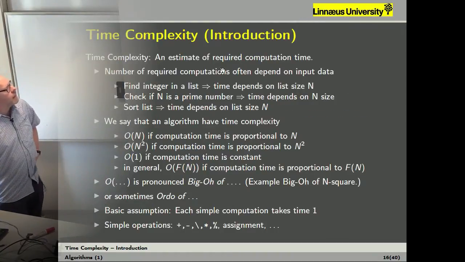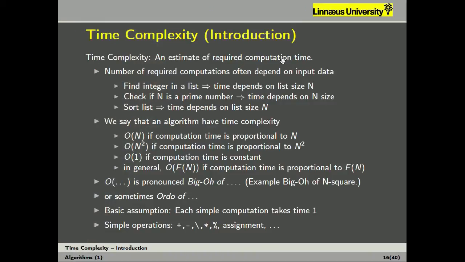So it is an estimate of required computation time. And it also depends on some kind of a size. Find an integer in a list, time depends on list size n. Check if n is a prime number, it depends on the size of n, if we were using my previous algorithm. Sort the list, once again, it depends on some size n here.